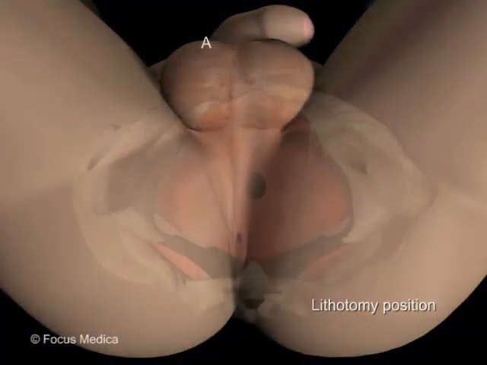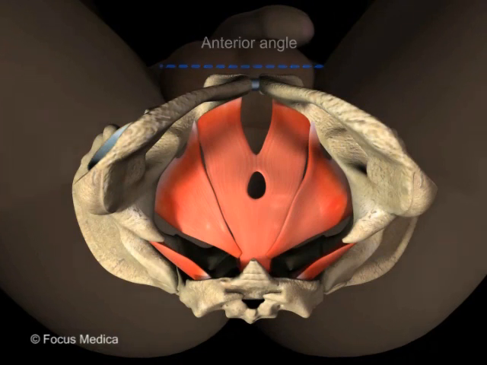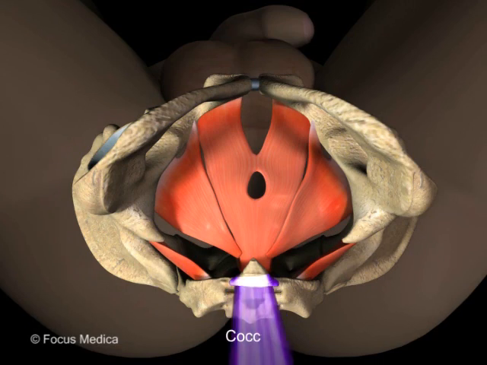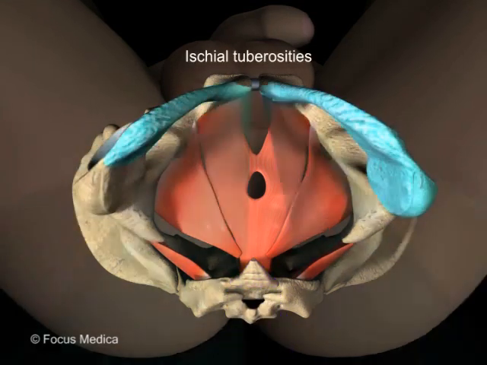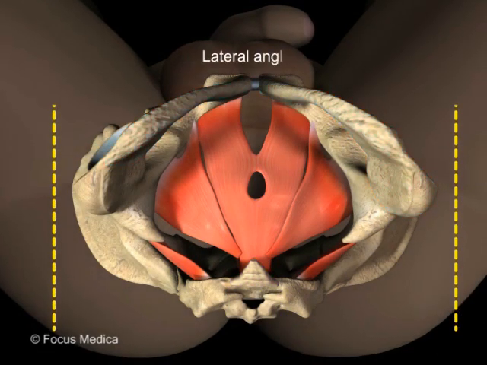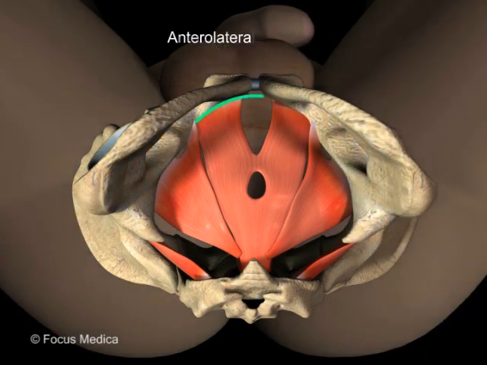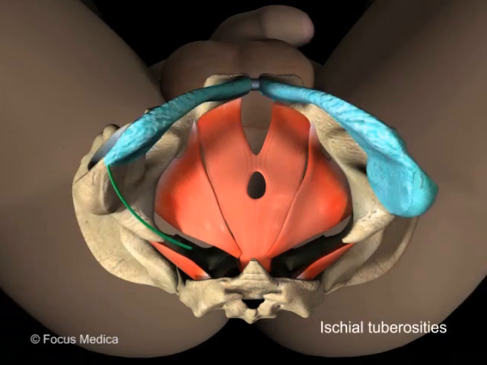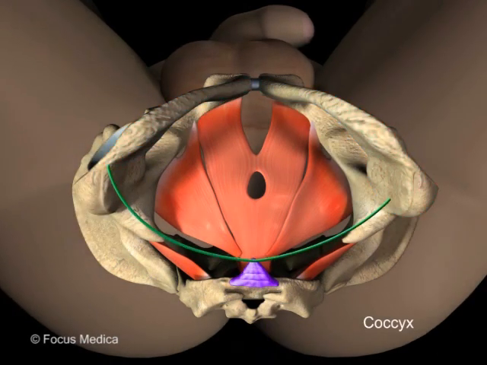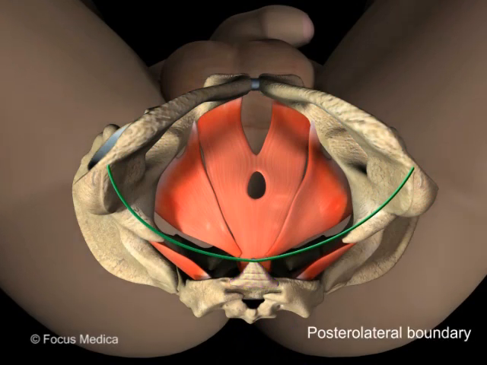It is best appreciated in the lithotomy position. Its anterior angle is the symphysis pubis, while the posterior angle is the tip of the coccyx. The ischial tuberosities form the two lateral angles. The ischiopubic rami form the anterolateral boundary. A line joining the ischial tuberosities to the tip of the coccyx forms the posterolateral boundary.